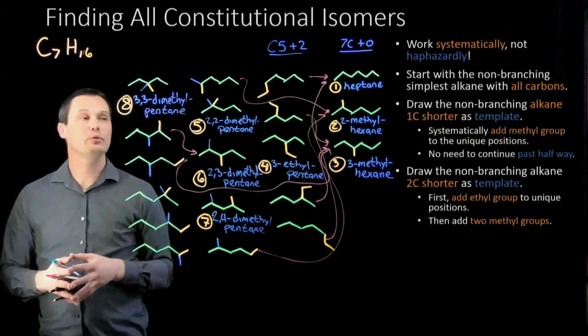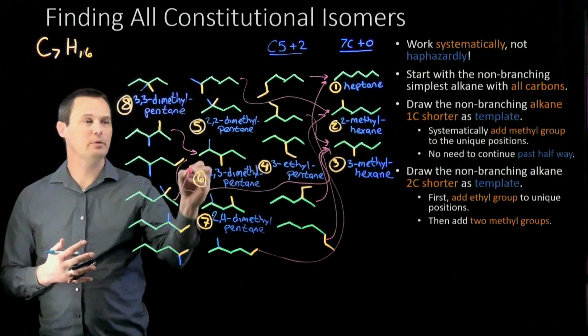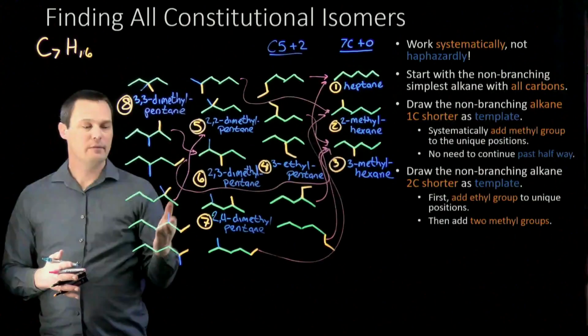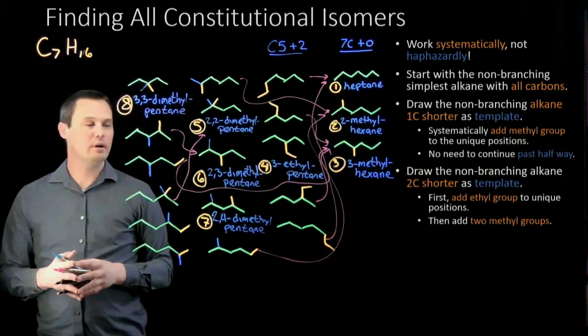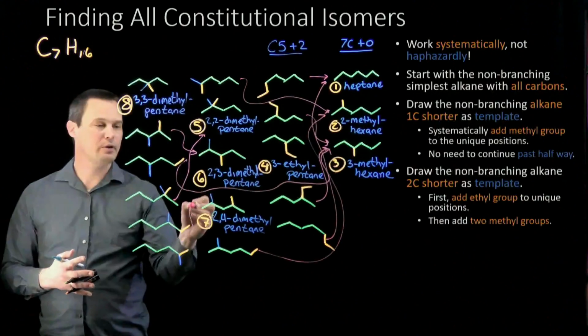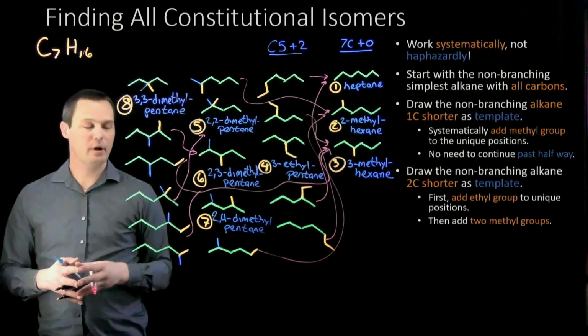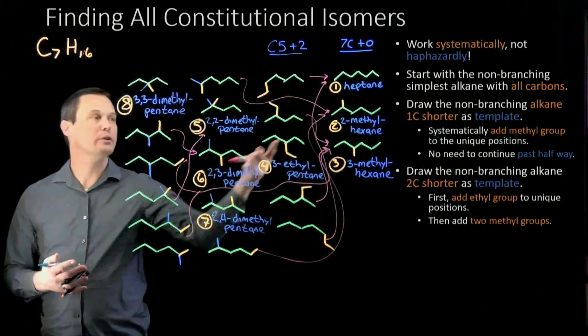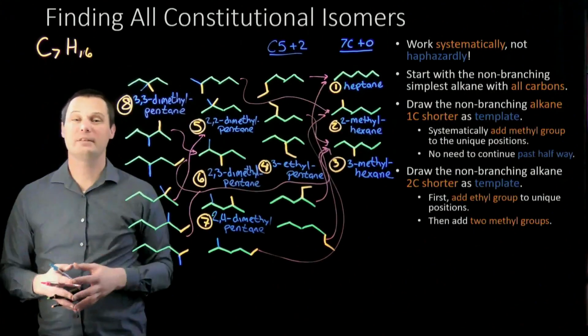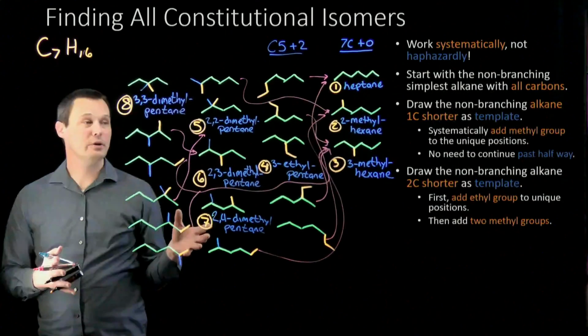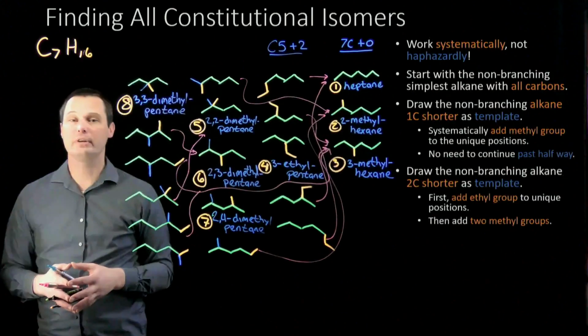If I put both methyl groups on carbon number 4, this is going to end up being equivalent to 2,2-dimethylpentane. If I put one on carbon 4 and one on carbon 5, this is also going to be equivalent to 3-methylhexane. And if I put both methyl groups on carbon number 5, this will be equivalent to 2-methylhexane. This is the end of the C5+2 set. We drew a lot of structures here, but we actually found quite a few new unique structures. We found 4 new unique constitutional isomers in this set.